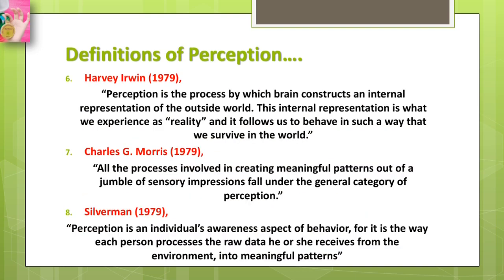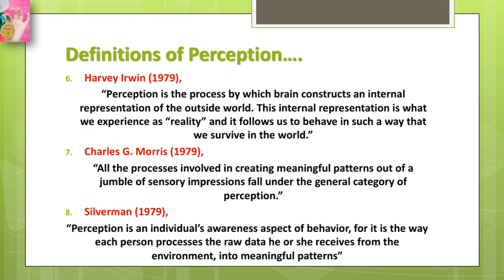Then, according to Harvey Irvin in 1979, perception is the process by which the brain constructs an internal representation of the outside world, and this internal representation is what we experience as reality, and it allows us to behave in such a way that we survive in the world. And then, according to Charles G. Morris in 1979, all the processes involved in creating meaningful patterns out of a jumble of sensory impressions fall under the general category of perception.